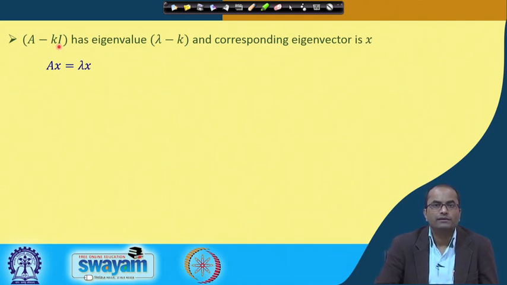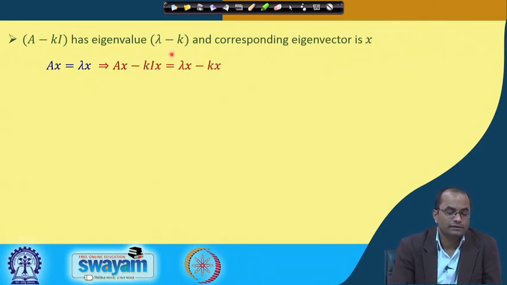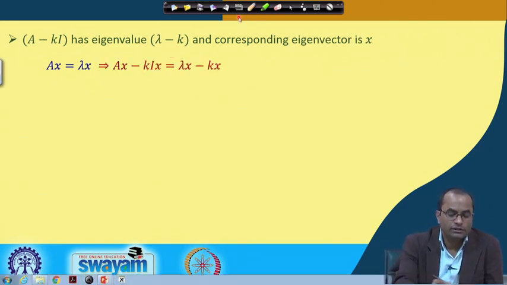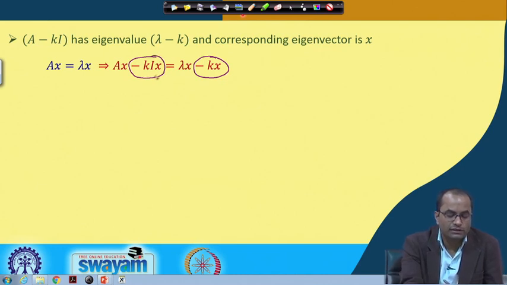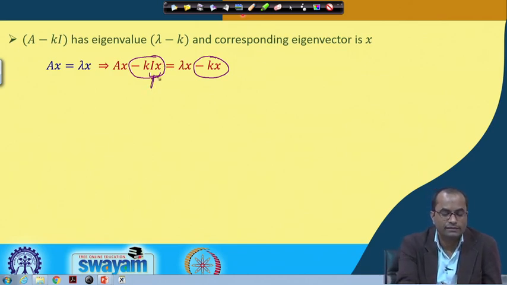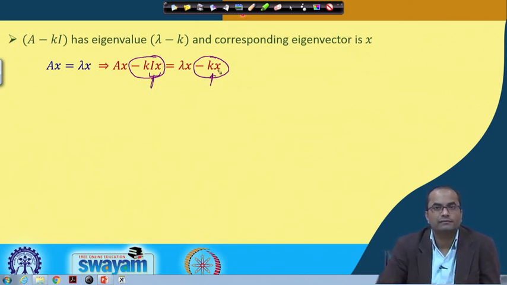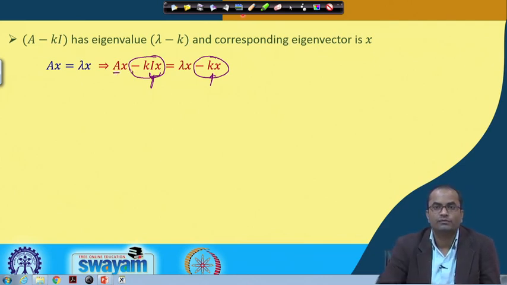To see this again, we start with the standard result on eigenvalues and eigenvectors, that is Ax is equal to lambda x. Having this, we can subtract kx from both sides. So, from lambda x we have subtracted kx, and here also the same thing, kx, because this Ix is simply x. So, on both sides we have subtracted kx. Here for x we have written Ix because we have the matrix together, so it will be easy now to combine.